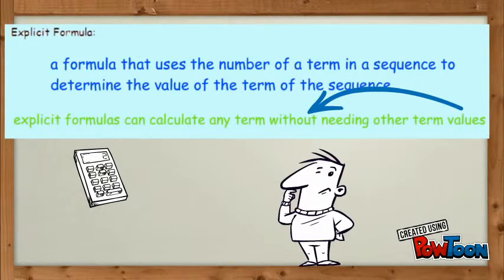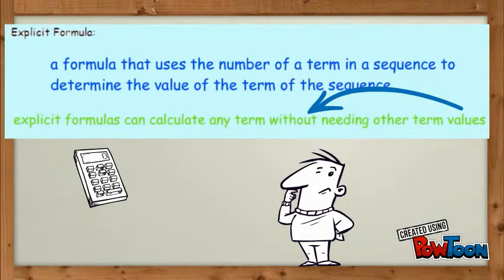So for example, if I know I want the fifth term of a sequence, I'm going to use that number 5 to find the answer. I don't care what the fourth term was. I can just use 5 to get the answer.